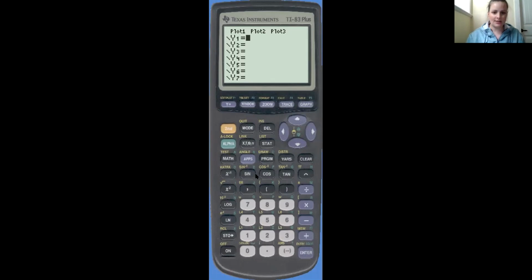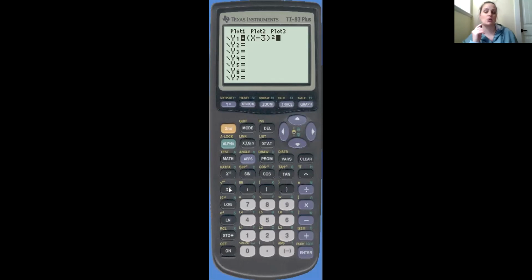Okay. We're all going to enter the same equations. We're going to go bracket x, and there's that little X, T, theta, n button. So you're just going to hit that button. It's just below the mode button. Then you're going to go -3 end bracket and squared.